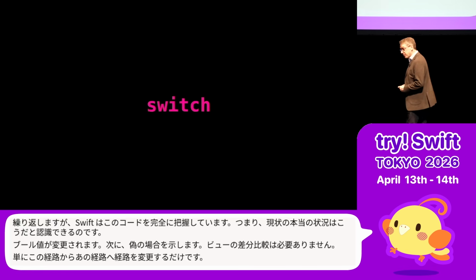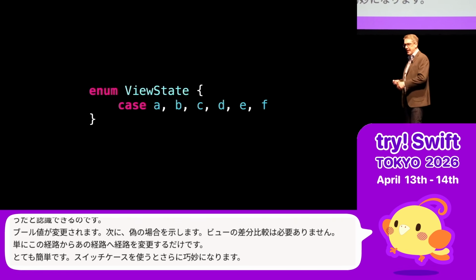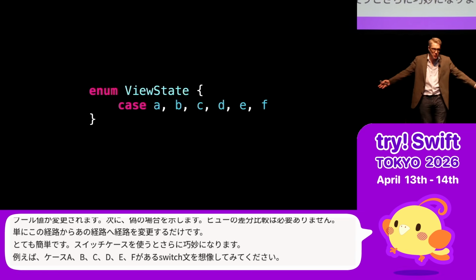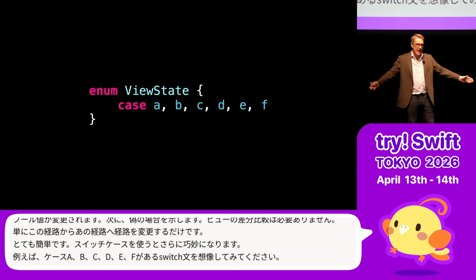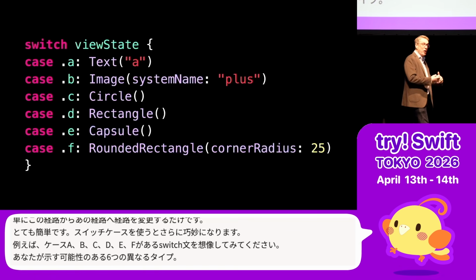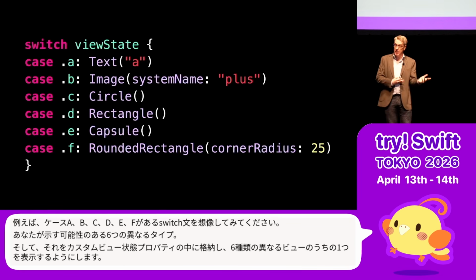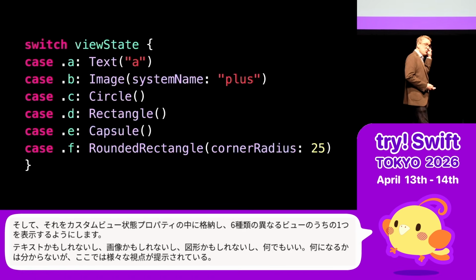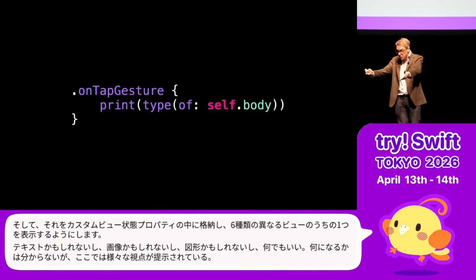It's even cleverer when you do a switch case. For example, imagine a switch case where you have case A, B, C, D, E, F, 6 different kinds of view you could possibly show. And we'll put that inside a custom view state property that shows one of 6 different kinds of view. Maybe text, maybe an image, maybe a shape, whatever. We don't know, but different kinds of views here. If we then show that view state with the same on-tap gesture, what happens when this code is run?